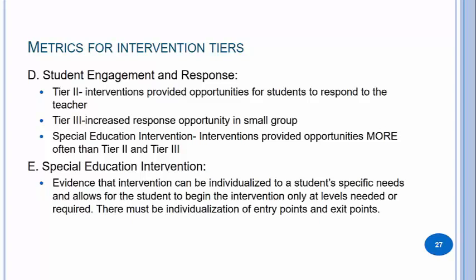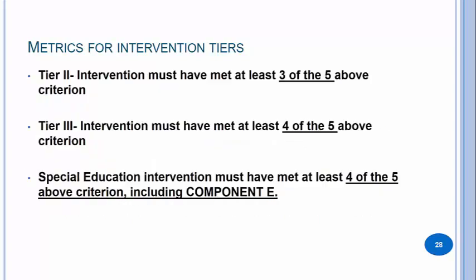Okay. Ready? Yep. So basically the metrics for this were that at tier two, and this gets into where I said it gets more intensive the higher the tier, the intervention must have met three of the five criteria that we listed. Tier three, four out of the five. And special education intervention, they must have met four out of the five. They didn't have to be perfect. However, it was required that it met component E.